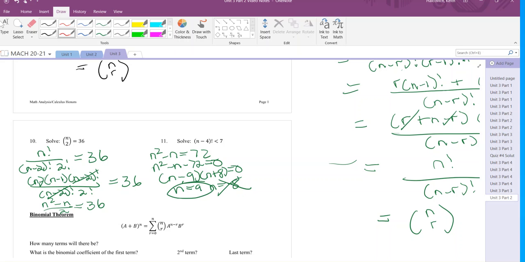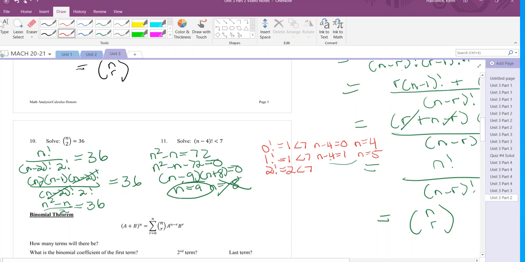All right, so then the next one, n minus 4 factorial is less than 7. Well, to figure out the factorials, remember 0 factorial is equal to 1, and that's less than 7. So in order for n minus 4 to equal 0, n would have to equal 4. 1 factorial is equal to 1, and that's less than 7. So in order for n minus 4 to equal 1, n would have to be 5. 2 factorial is equal to 2, which is less than 7. So for n minus 4 to equal 2, n would have to equal 6.